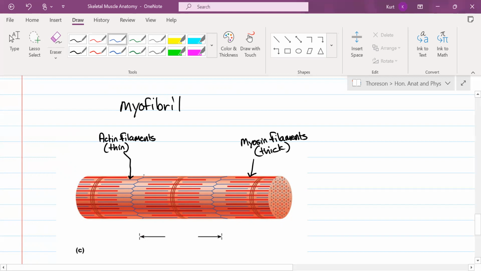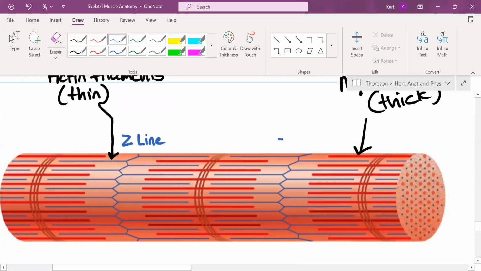Next, this zigzag pattern, look at zigzag, zigzag, zigzag. This is called a Z line. And you have another one over here. Z lines or Z discs, basically the same thing.